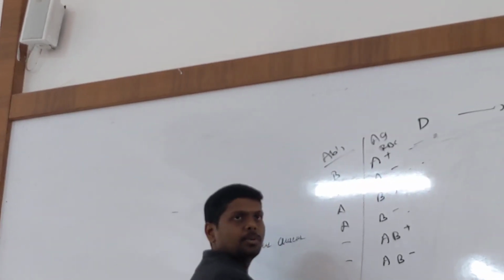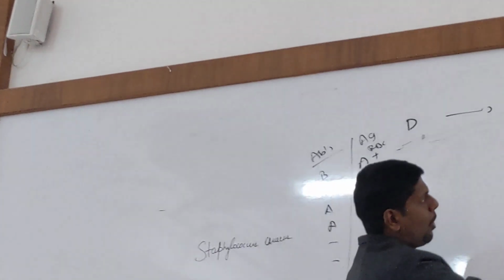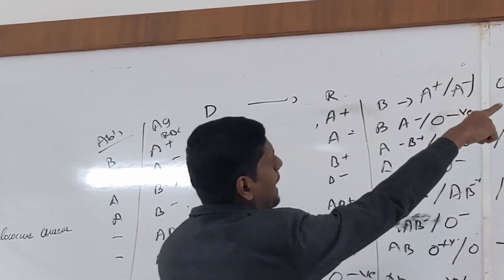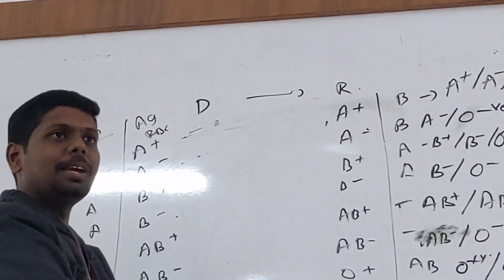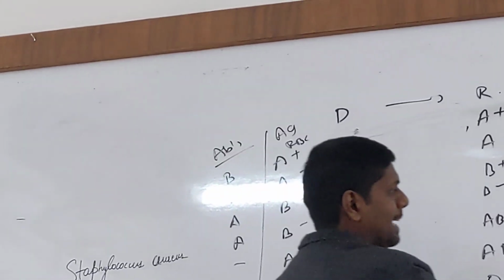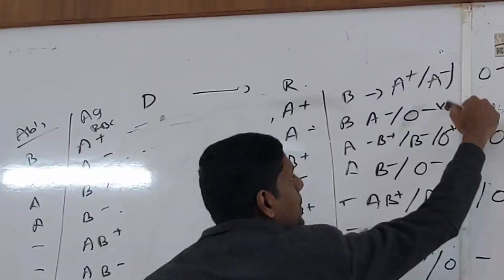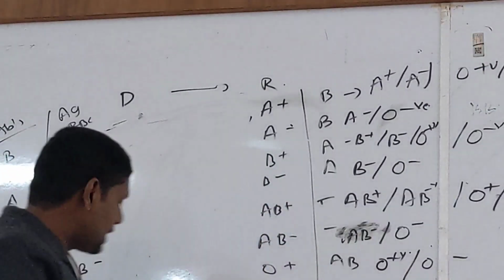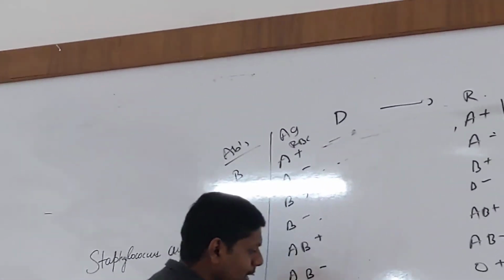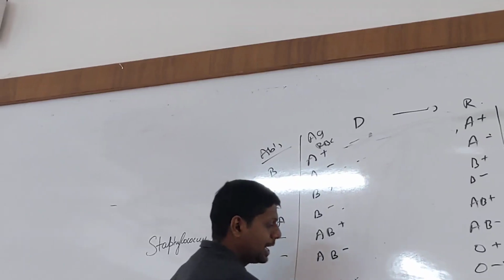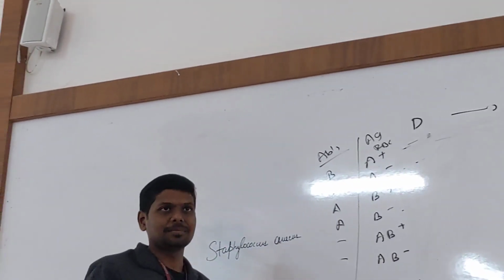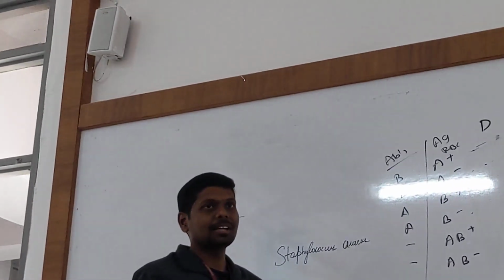O negative can give blood to all the people. All people are accepting O negative. See properly. All blood groups are able to take O negative. That's why O negative is called the universal donor. Is it clear?